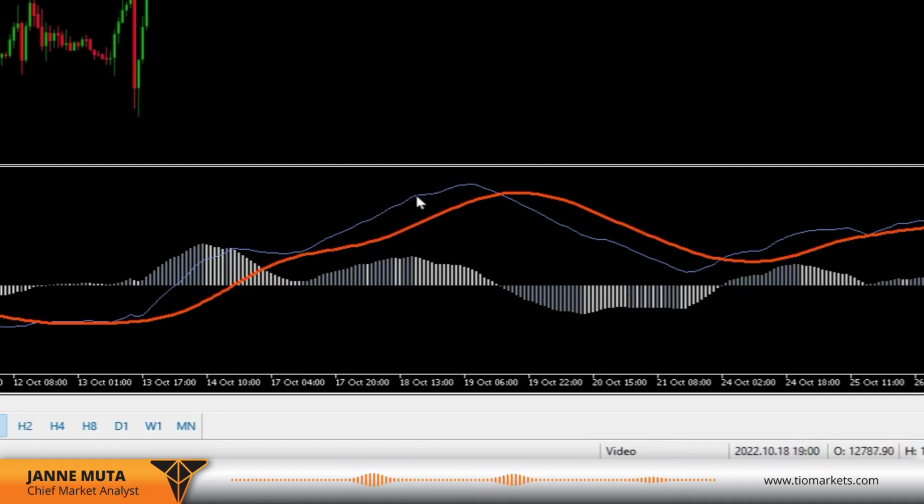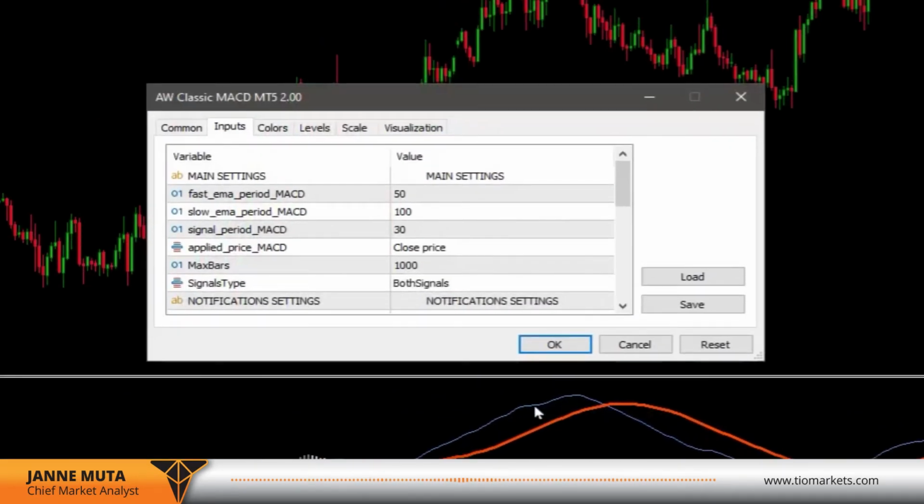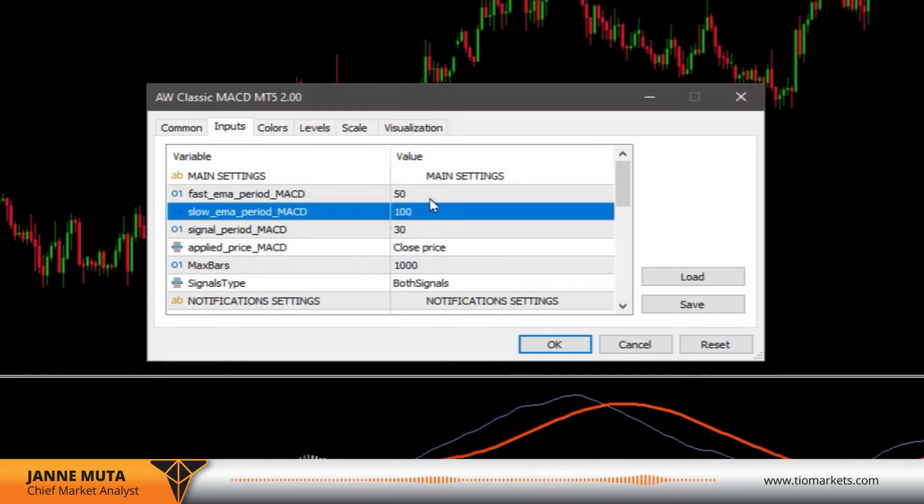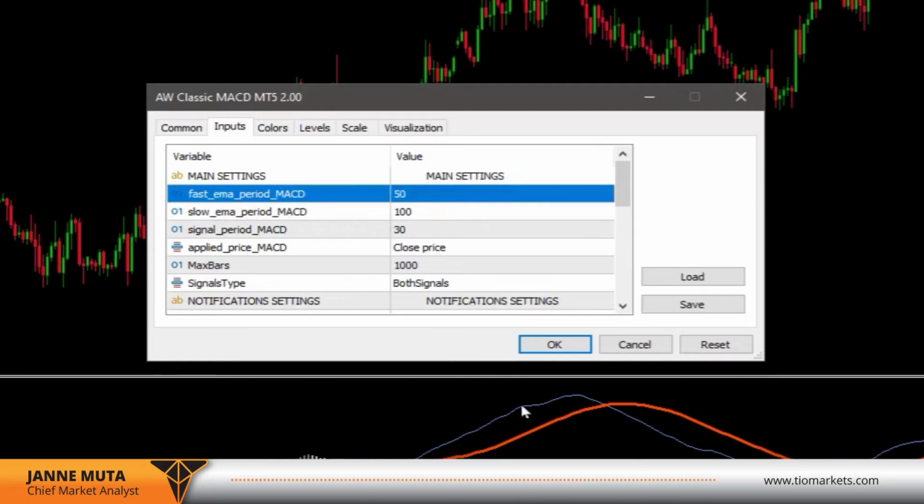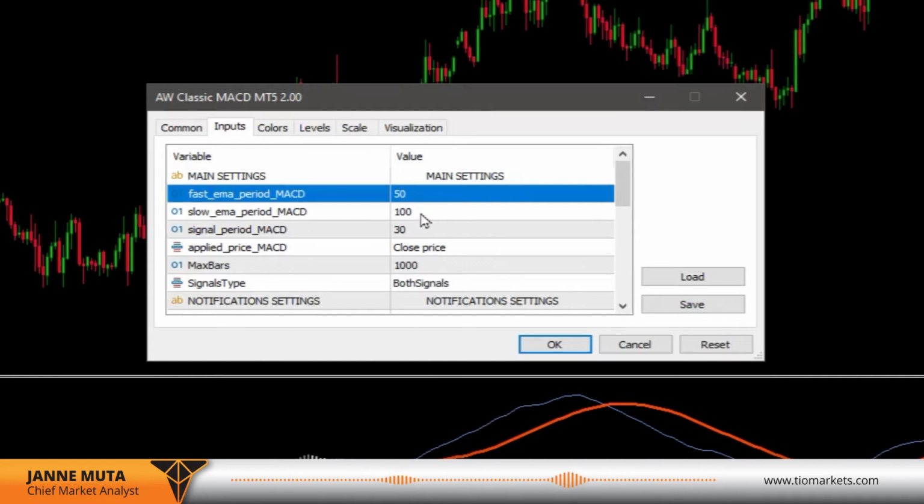The blue line is what's known as an MACD line. And if we right click on the indicator, we get the settings window up. And here I have a couple of moving averages that basically define this blue line, the thin blue line here, actually. Anyway, the 100 period and 50 period moving averages tend to move away from each other when the market is moving strongly higher, and they tend to move closer to each other when the market starts to lose momentum.